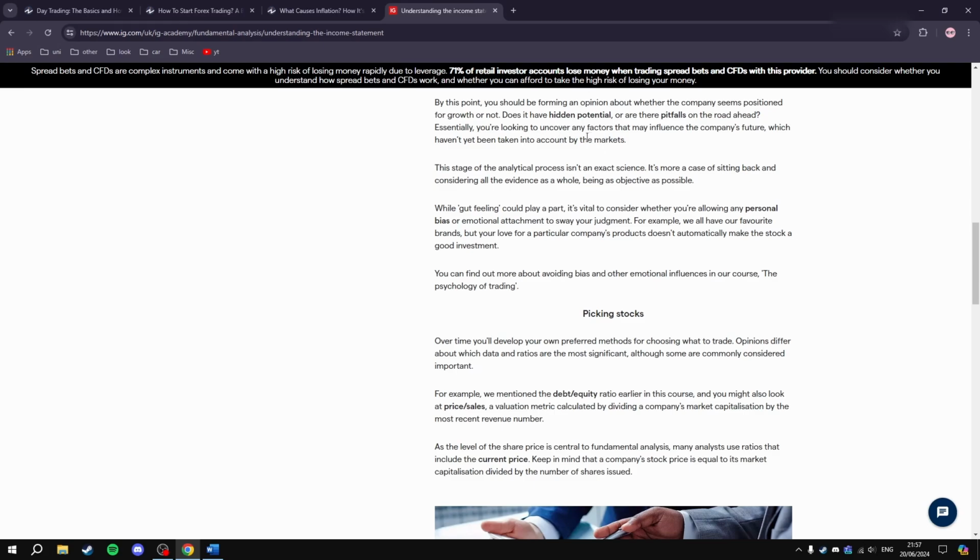Essentially, you're looking to uncover any factors that may influence the company's future, which haven't yet been taken into account by the markets.